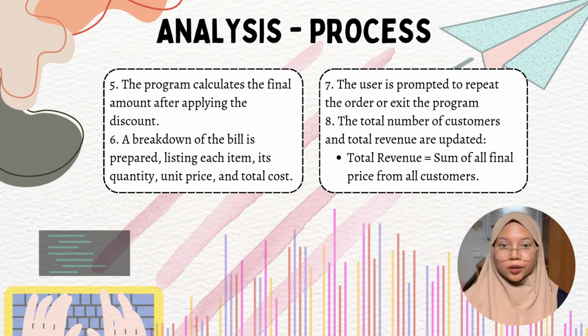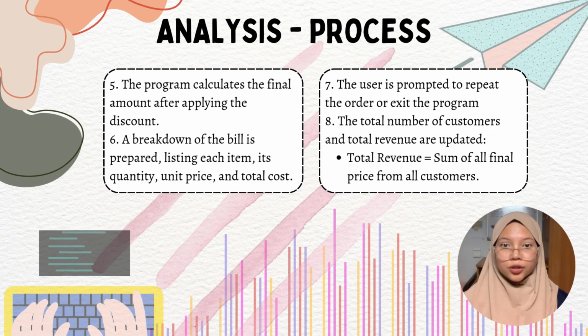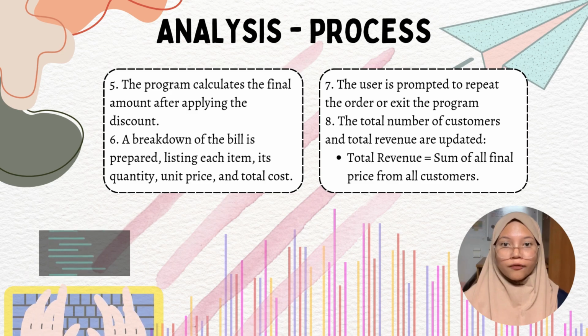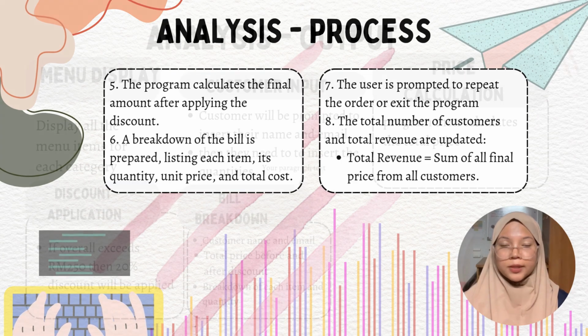If they place another order, the process repeats. Finally, the system updates the total revenue by adding the final price of each order to the overall revenue using total revenue equals the sum of all final prices from customers. In coding, we use an if statement to check for discounts and loops to update revenue.